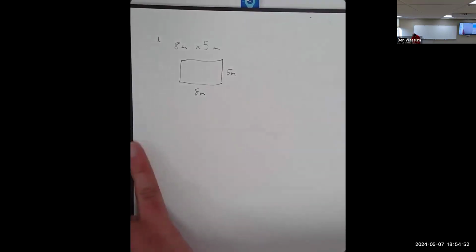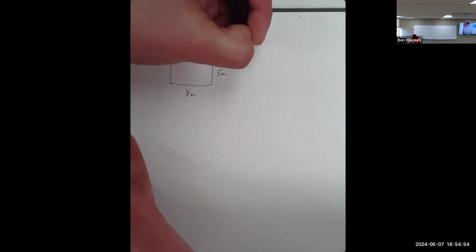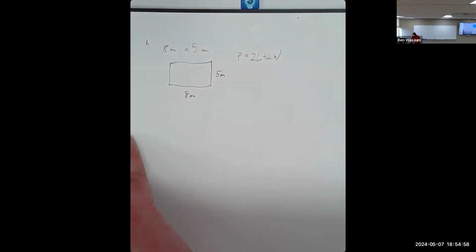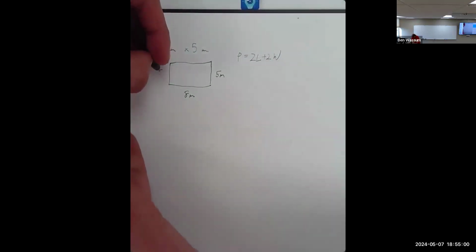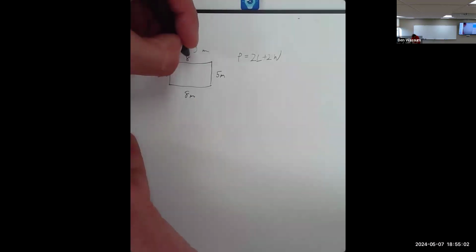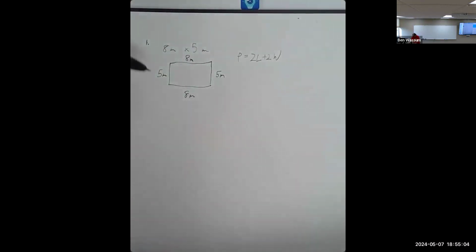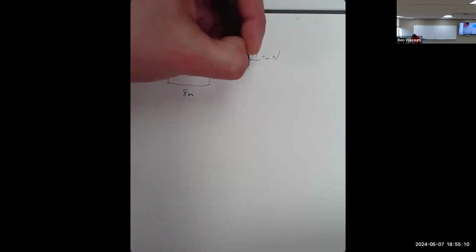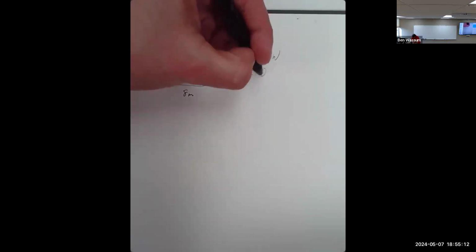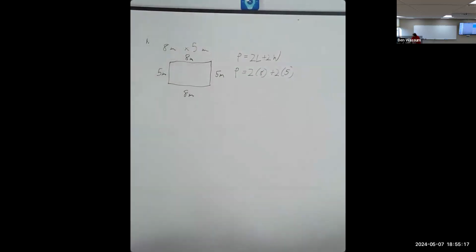So the perimeter formula, P equals 2L plus 2W. If you ever forget it, perimeter is just adding up all the sides. So you can literally just go 5 plus 8 plus 5 plus 8. Otherwise, just plug in what you know into the formula. Perimeter is 2 times 8 plus 2 times 5.